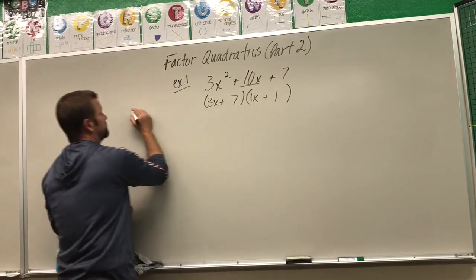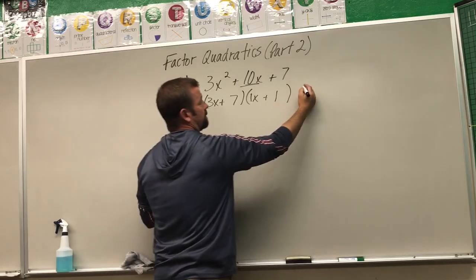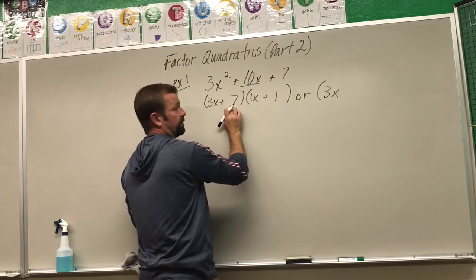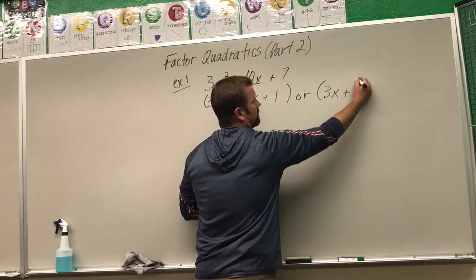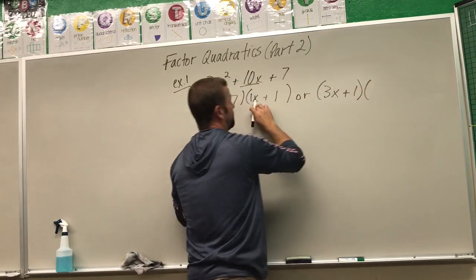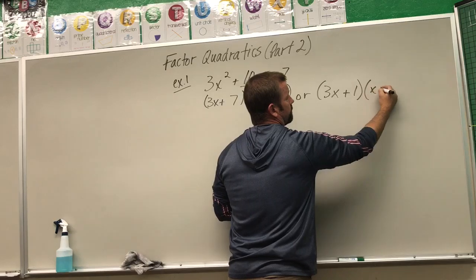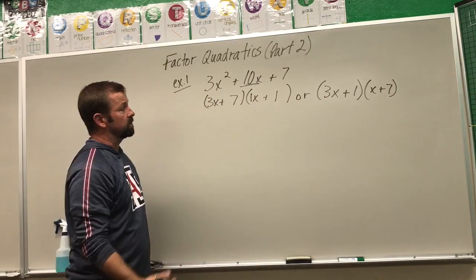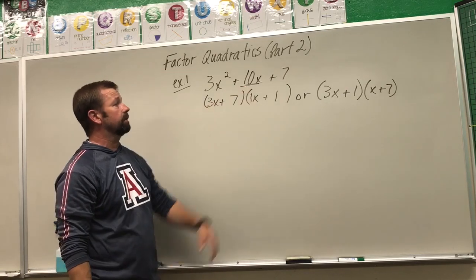Or, I'll go over this way. We could do 3x. Instead of putting the 7 first, we'll do the 1 first. And then over here we'll have x plus 7. Because when you multiply these two together, you're going to get different things. So one of them is going to give us a 10x in the middle.